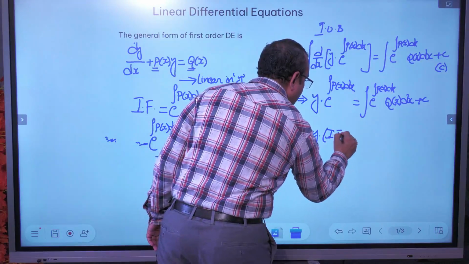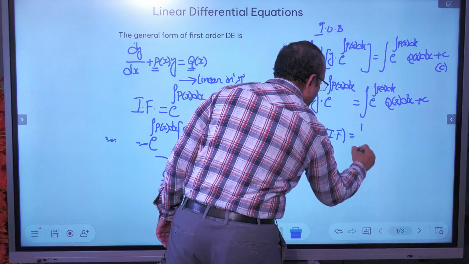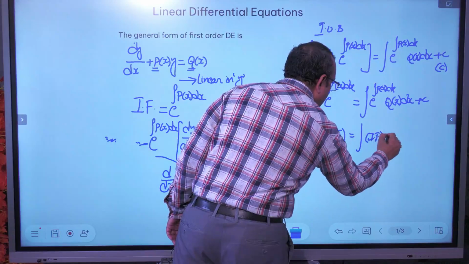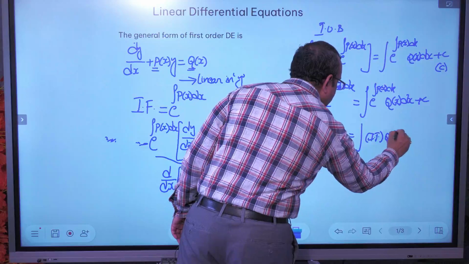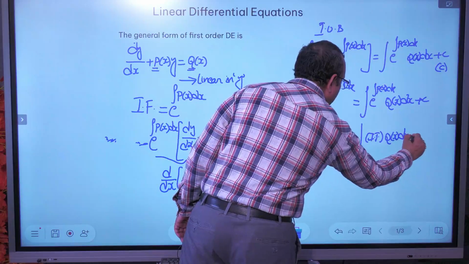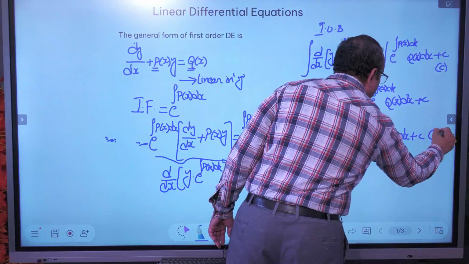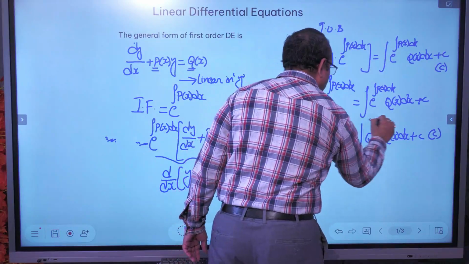And of course, in the simplest form we can write it as y into integrating factor is equal to integral of integrating factor into q of x dx plus c, where c is nothing but the arbitrary constant.